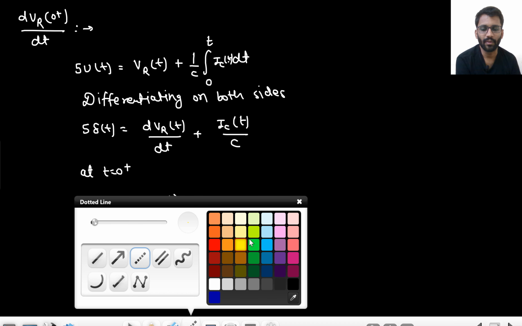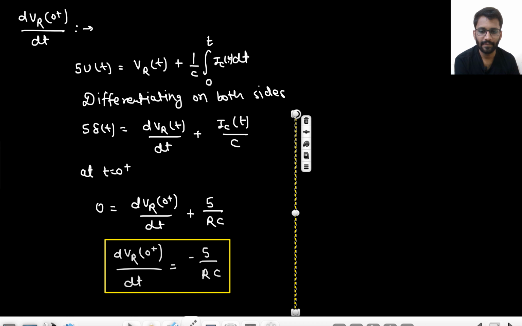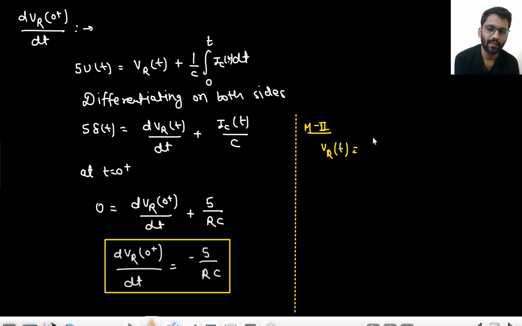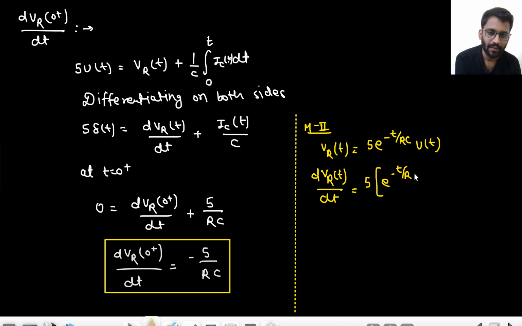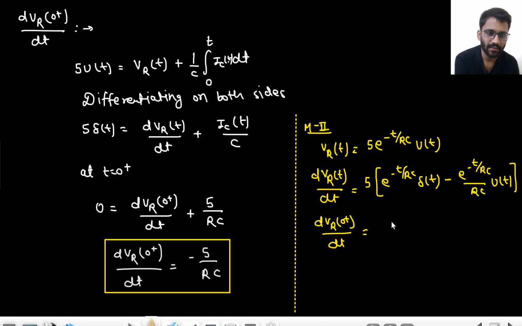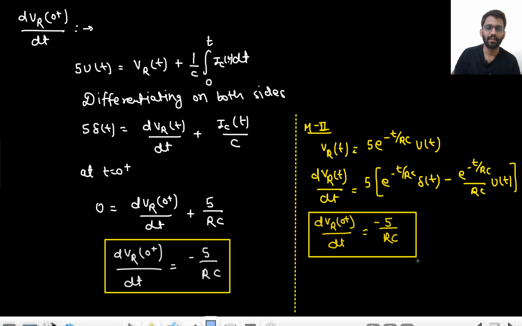By equation you can solve on your own, or I should solve. What is Vr(t)? Initially it is 5 volt and then decays down to 0: 5 e to the power minus t by RC u(t). And then you can just differentiate it and put t equals to 0. Okay, so I will just differentiate it, this as it is, minus. dVr at t equals to 0 by dt, that is minus 5 by RC. This is what you are getting. By equation you can solve on your own, but here also I have solved.